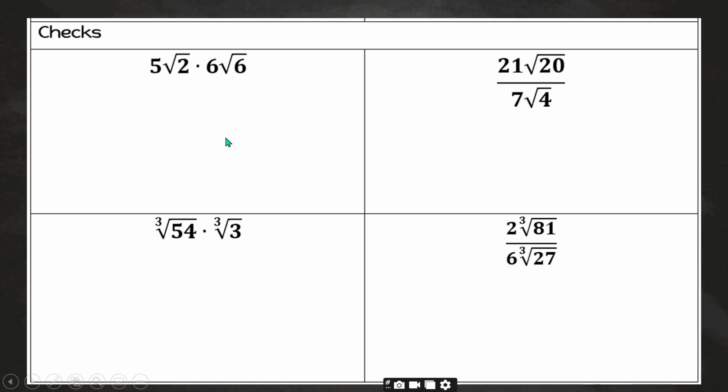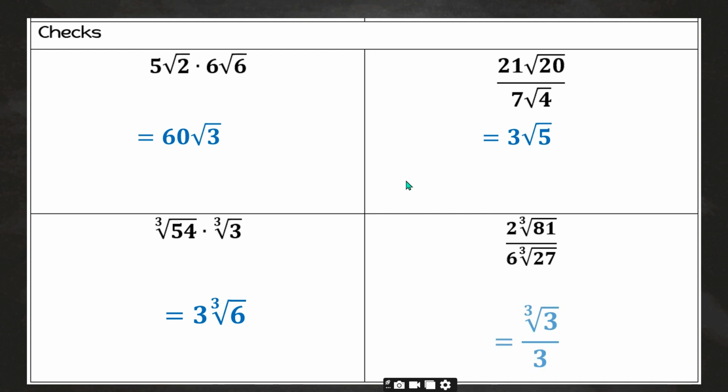All right, here are your checks. Go ahead and try these on your own. Pause the video, then come back to see if you have them correct. All right, hopefully you did well. Your first answer is going to be 60 square roots of 3 once you simplify it. 3 square roots of 5. 3 cube roots of 6. And the cube root of 3 divided by 3.